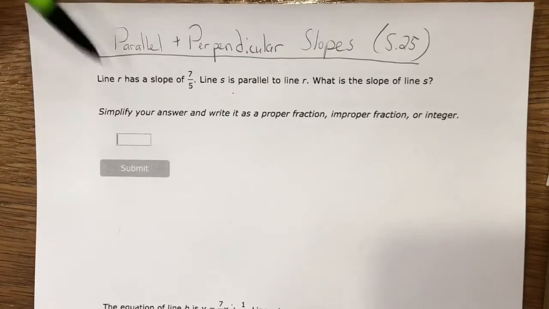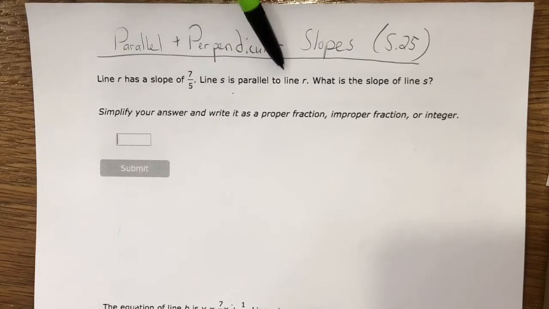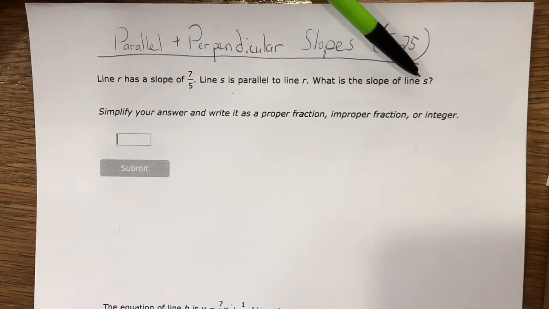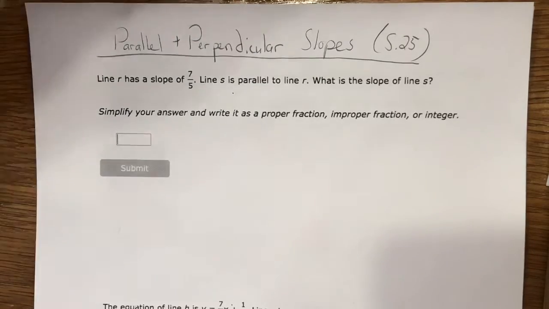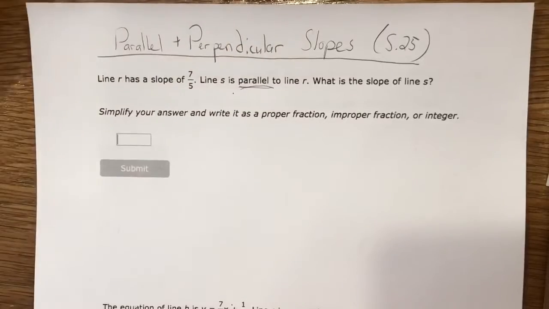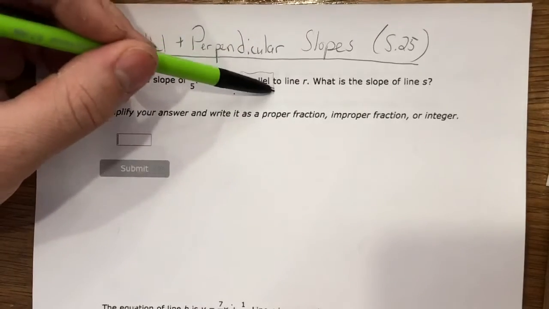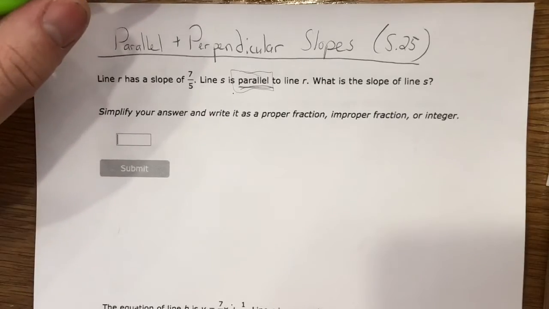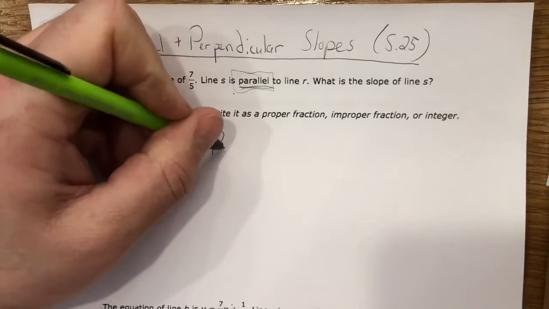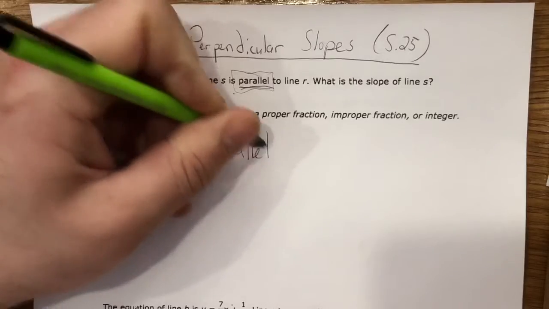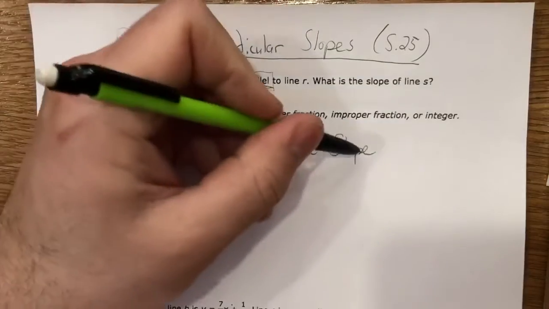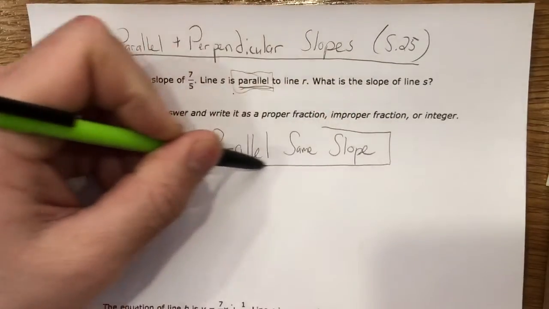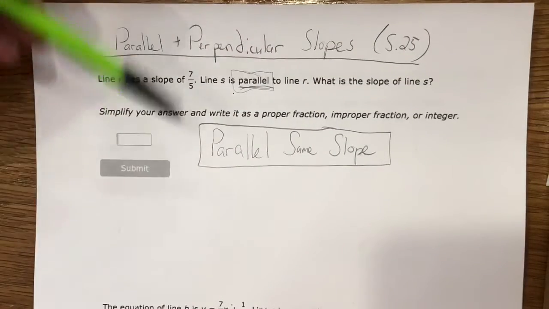This one says line R has a slope of 7/5. Line S is parallel to line R. What is the slope of line S? All they're doing is giving you the slope of one line, and telling you this other line is parallel to it. In order to answer this question, you need to know the relationship between slopes of parallel lines. Any parallel lines will always have the exact same slope. As long as you can remember this simple rule, parallel lines are usually a pretty easy concept.